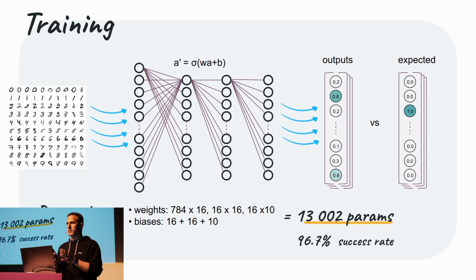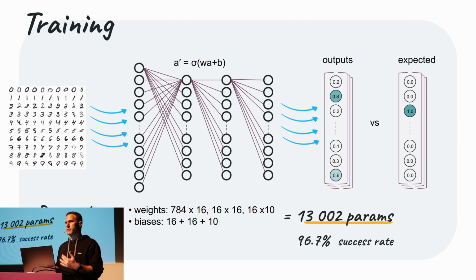And so we have here a neural network that has, in our example, 2 hidden layers of 16 neurons each. And so if we multiply the number of neurons in each layer, we get the number of weights, plus the number of biases that are attached to each neuron. That's actually 13,002 parameters. So this gives you the scale of what this network represents.